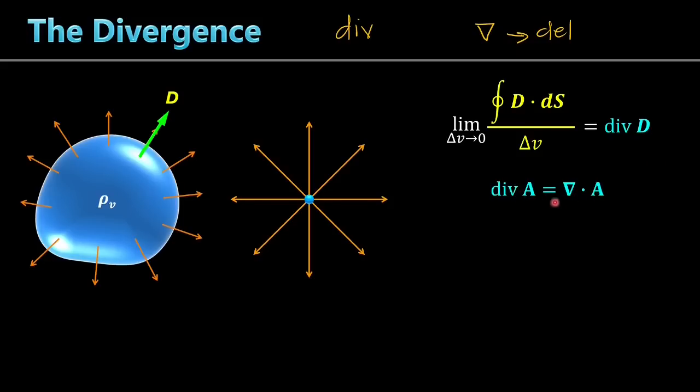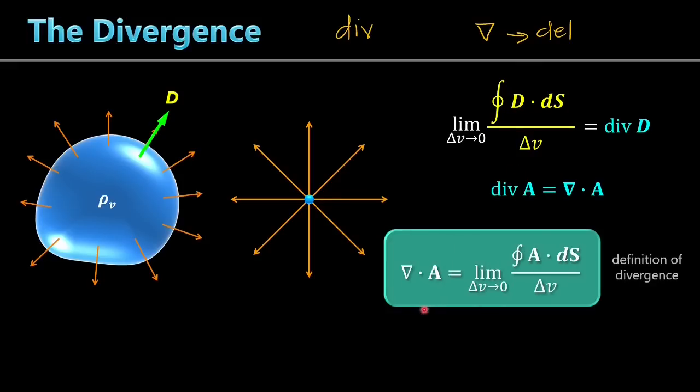So now, how do we define the divergence of A? To define the divergence of A, let's just copy this expression and replace this D with A. So this is now the definition of the divergence of the vector A. The divergence of vector A written as del dot A is equal to the limit of this entire quantity, the closed surface integral of the vector A over delta V as delta V approaches zero. And since this is a definition, you should always remember this and remember it by heart.